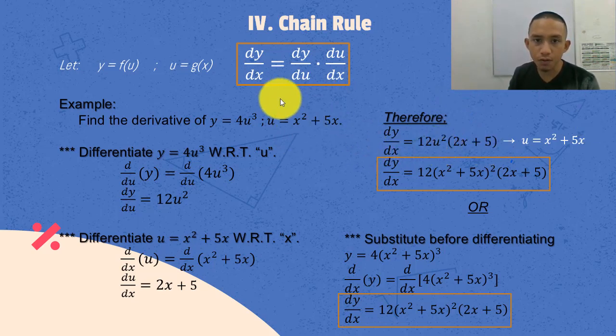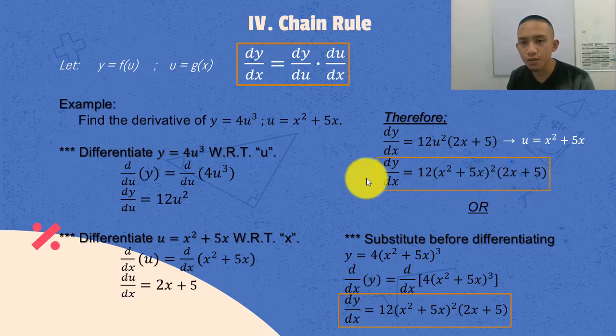I will just go back, of course, to the value of your u, which is x squared plus 5x. Okay, that is your value of u. So I will substitute that for the u. Then that will become 12 times (x squared plus 5x) quantity squared, times (2x plus 5). So this is now your final answer for your derivative using your chain rule.